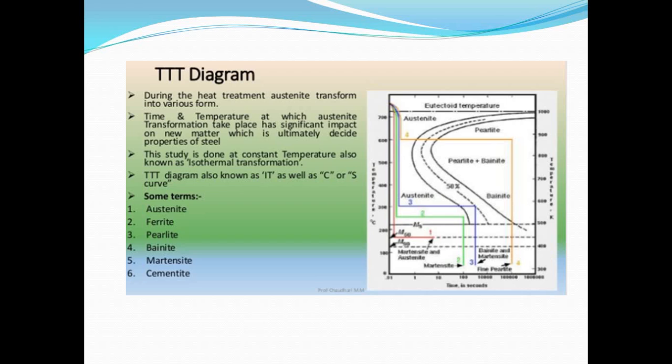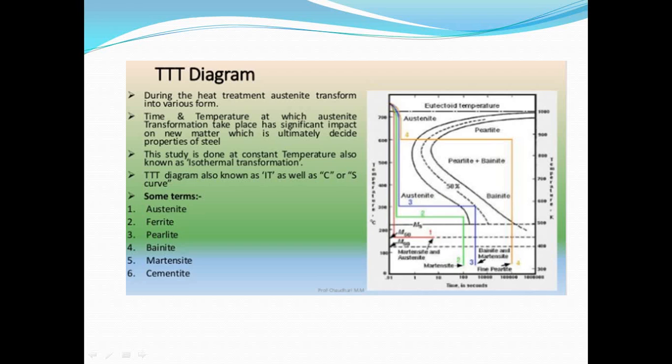Okay, this study is done at constant temperature. That is why it is known as the isothermal transformation, because we are studying this at constant temperature. This diagram we can call the IT diagram, as well as the C curve or the S curve. Here these are the different forms the austenite changes into during the heat treatment process.